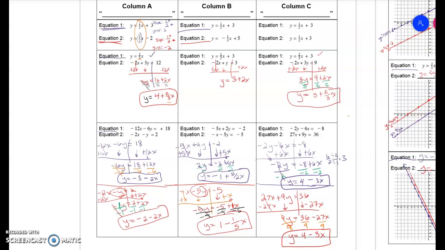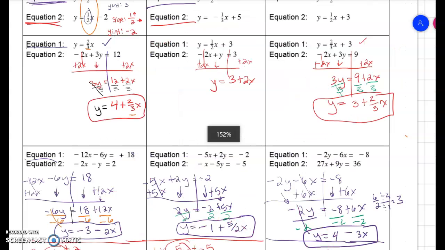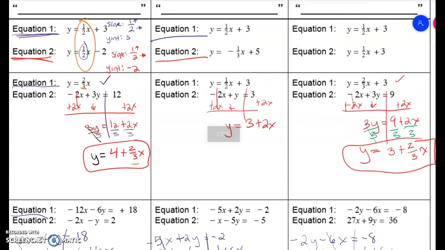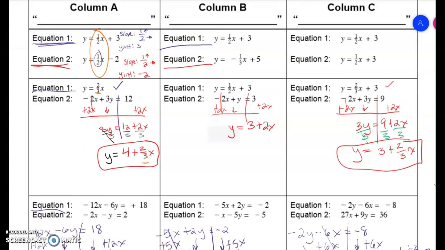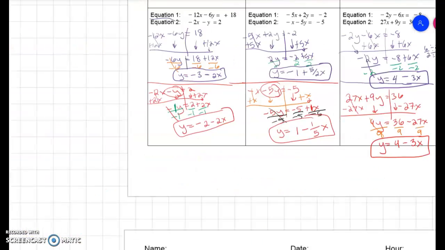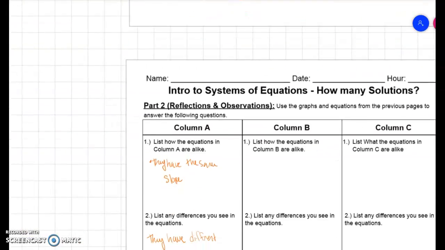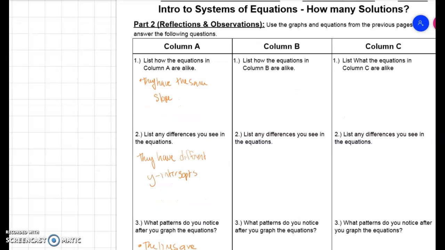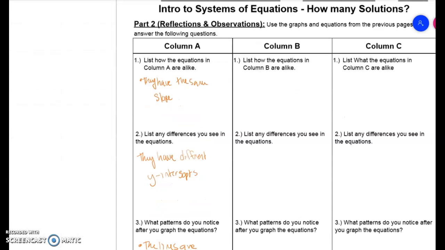I noticed one difference up here for the first one, negative versus positive, but then the next one was both positive. So is there anything that's really alike or different about them? Not really. So we didn't really have anything that would be alike unless you can think of something. Things that were different: the slope and y-intercept.